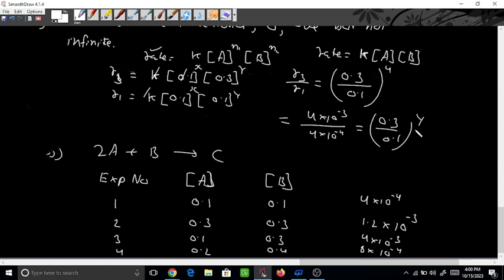It will become 10. Yeah, of course it will become 10. So if I am writing 10 is equal to 0.3, 10 is equal to 3 to the power y. I think we made some mistake or what? No, 0.3 and 0.1 will become 3, right? But what will be the value of y so that it will become 3?